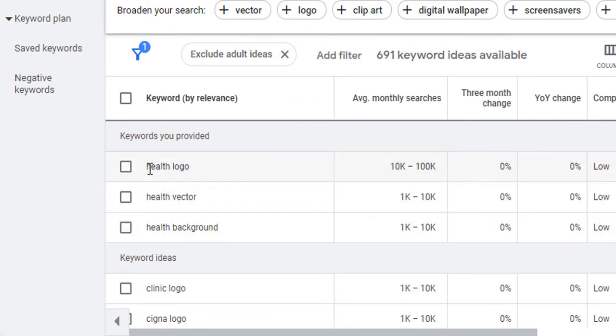Now here you will notice that the health logo has a similar sort of range. It goes up to 100,000. On the other hand, the background has a lower range. So even in terms of health, I could say that designing a logo would give me more potential audience compared to designing a background for health.